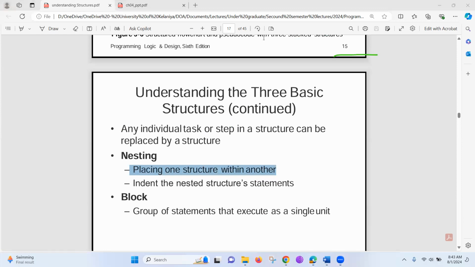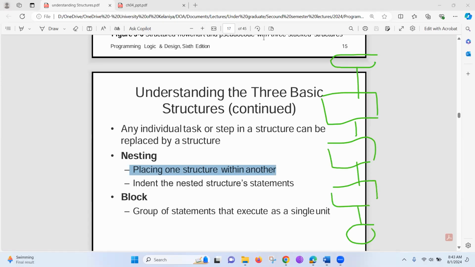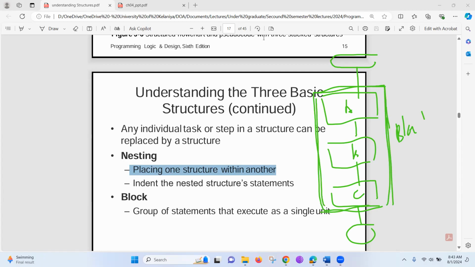if I am taking the same example again, assume students, you need to follow 3 steps to complete your task. So these 3 steps, we can call it a block. Step A, step B, and step C. Group of statements that execute as a single unit. So this is working as a single unit. Yes or no? For that, on behalf of step B, we can take another structure.